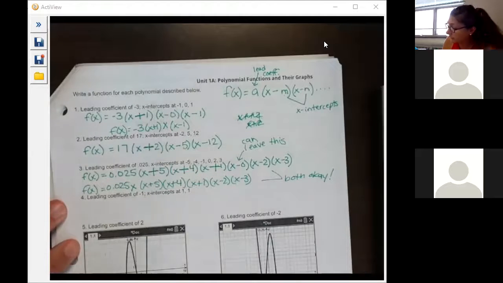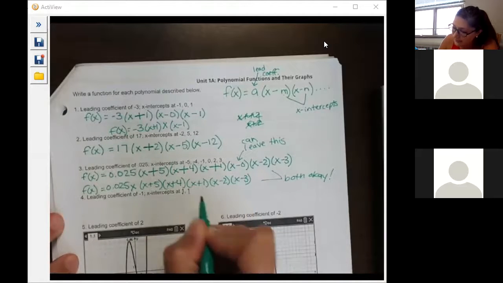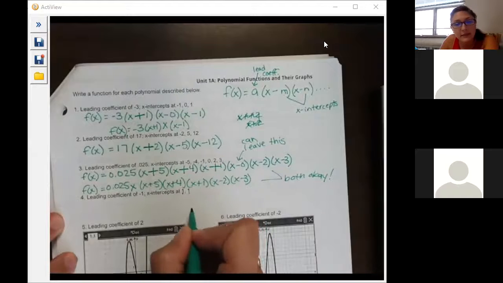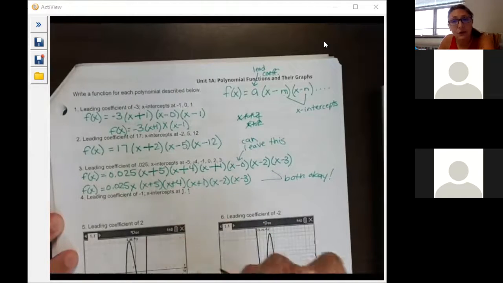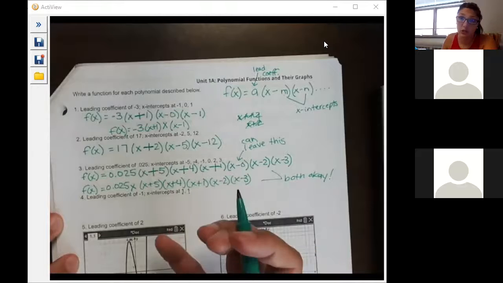There's one more description type problem where we're going to write a function here. I want you to notice that this time we've got the same x-intercept listed twice. Kind of weird. The video you have for tonight for homework is going to talk more about problems like this and how we represent them and what those x-intercepts look like on the graph. For right now, we're just going to dip our toe in the water with that and take a look at what that function is going to look like.